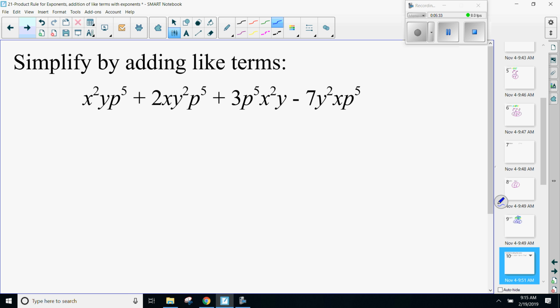Okay. Simplify by adding like terms. Like terms have the same variable raised to the same power. That's what like terms are. So you have to have the same letter, the same variable raised to the same power, and it has to be that way for all of them. So if I look at the first one, you have x squared. This one can't be a like term because x is not to the second power. This has x squared, but that does not.